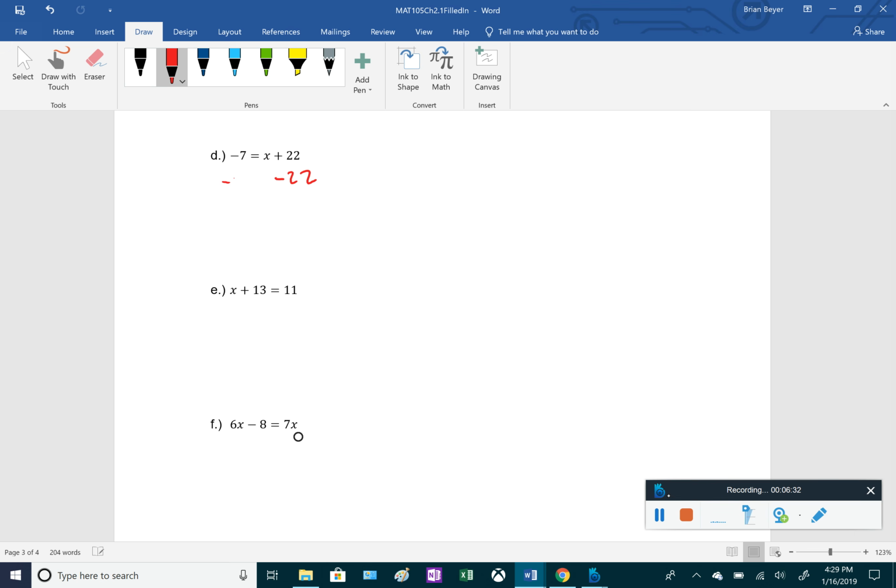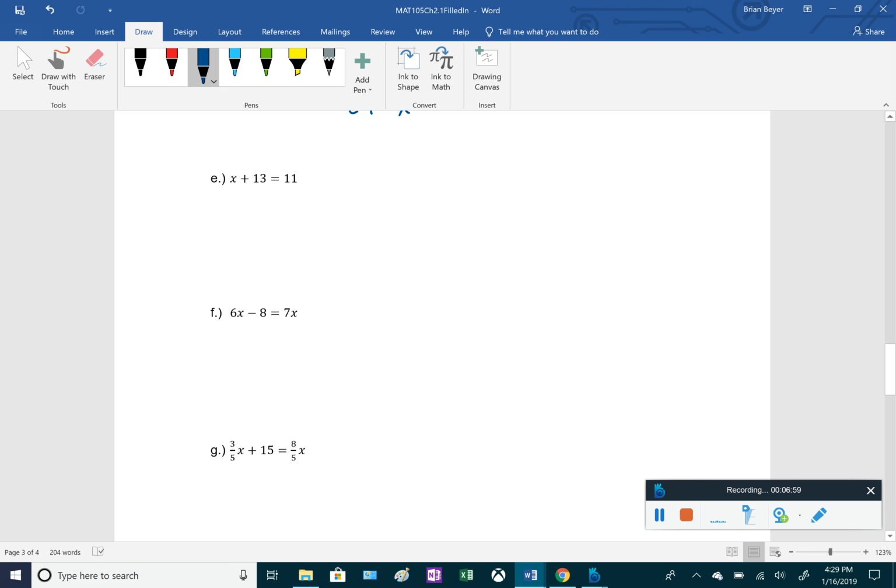So it's going to cancel on the right-hand side. On the left-hand side, we're going to end up with negative 7 minus 22. That's going to give us negative 29. So we get negative 29 equals x, which means x equals negative 29. So I'll skip checking for now. You can keep on checking if you want.